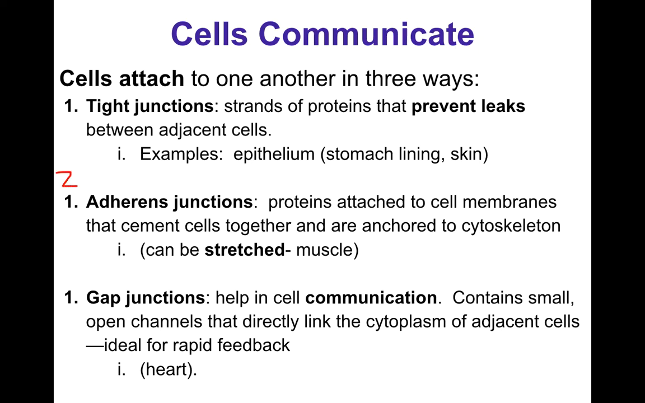The second way is called adherence junctions, where the proteins are attached to cell membranes that cement cells together, and they're anchored to the structure within the cell, the cytoskeleton. And these can be stretched, for example, a muscle.